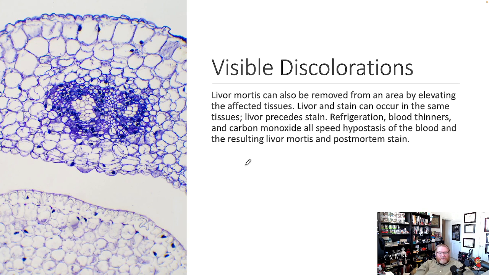Livor mortis can be removed by elevating the affected tissues. If you just put the arm up, all that livor mortis will drop back into the shoulders because it is intravascular. It will flow in the direction gravity pulls it. Livor and stain can occur in the same tissues because livor mortis precedes stain.